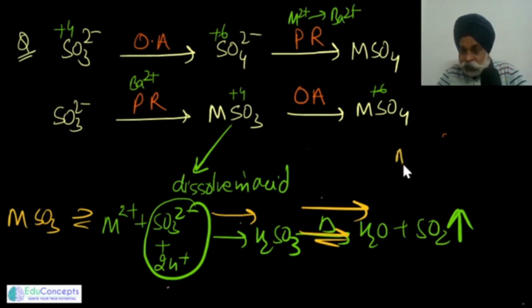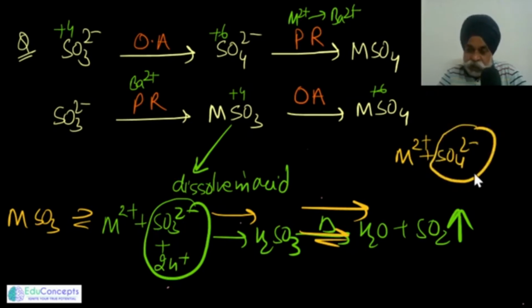But when you talk of M2 positive and sulfate, sulfate is poorly basic. Or the other way around, it is a conjugate base of a strong acid which would not want to take up H positive, so it would not dissolve. So make it a point, I am referring once again, if you have a salt of a conjugate base of a weak acid, it dissolves in a strong acid. So this will not dissolve.